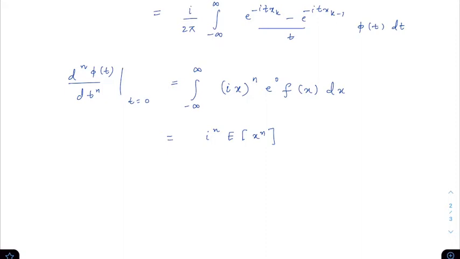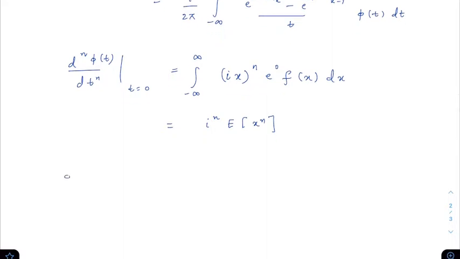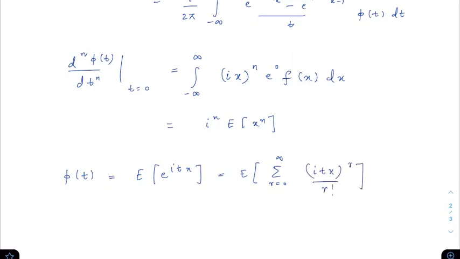Also, the characteristic function can be written in terms of the moments by means of a Taylor expansion. So phi of t, which is the expectation of e to the power itx, and if we Taylor expand the exponential, this allows us to write the sum over r from 0 to infinity of (itx) to the power r by r factorial, and this can ultimately be rewritten like this as a series in t, weighted by the moments of x.